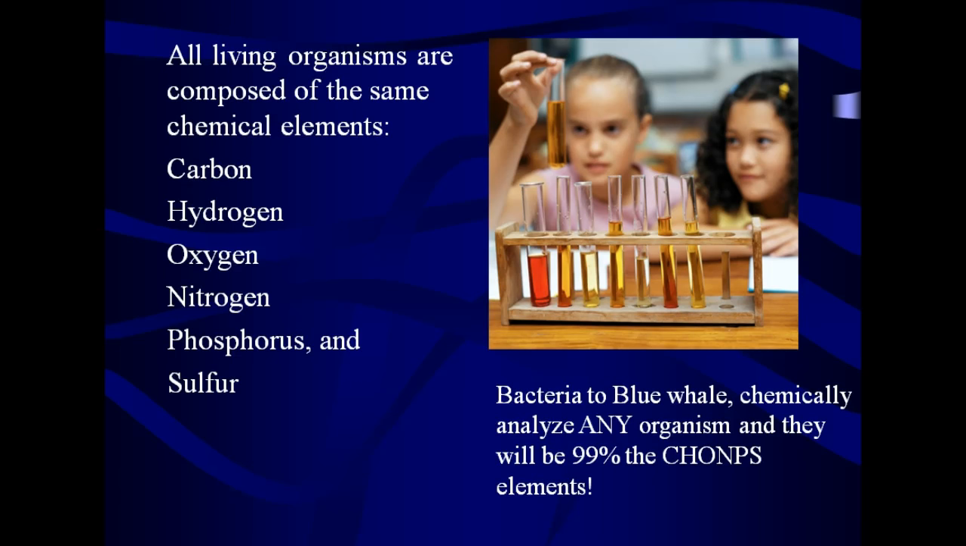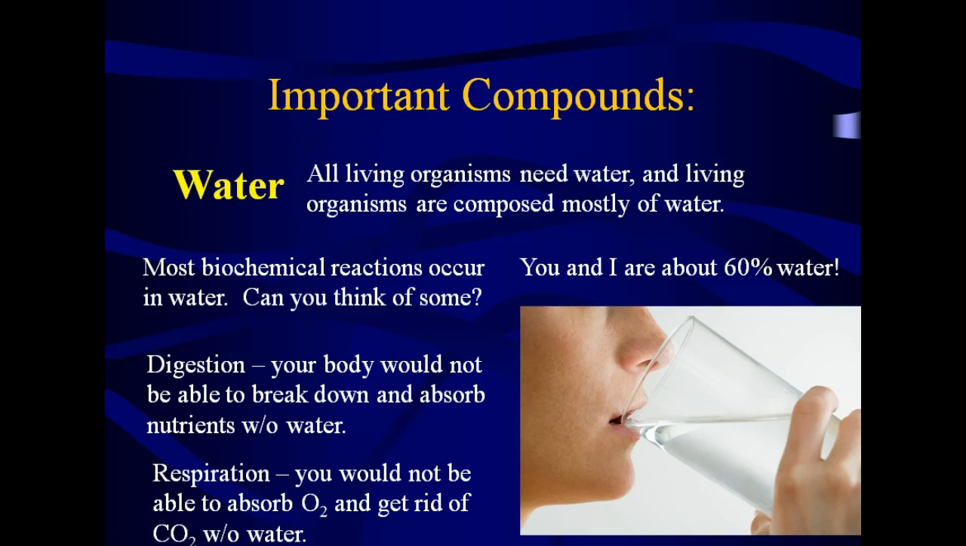So first, all living organisms, remember, are composed of those 6 chemical elements that make up 99% of all living things. So those CHNOPS elements: carbon, hydrogen, oxygen, nitrogen, phosphorus, and sulfur. It doesn't matter what it is, any living thing that you can name, if you analyze it, 99% of that living thing is going to be made up of those 6 elements.